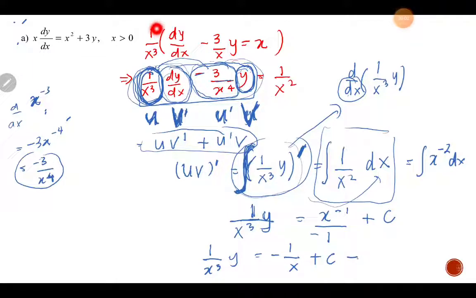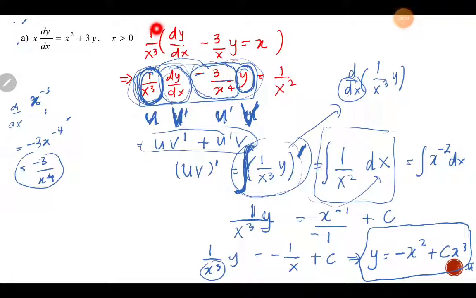And from here to express y explicitly, kita akan dapat y sama dengan bawa x cube ni ke sana. So you're going to have negative x square tambah C x cube. Okay, so this is your final answer for A. Alright, boleh faham tak semua? This part is a bit tricky, so make sure semua orang faham konsep ni.